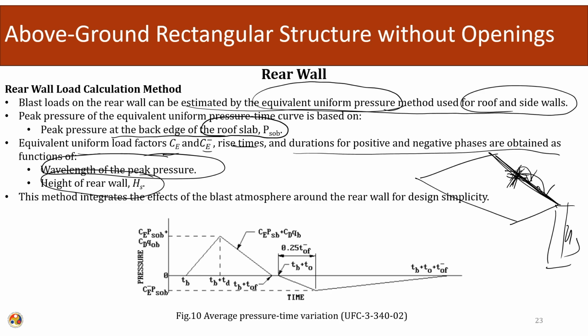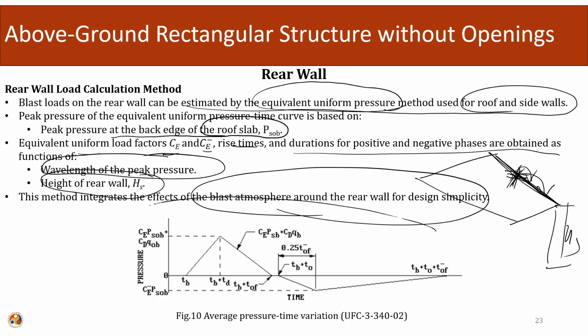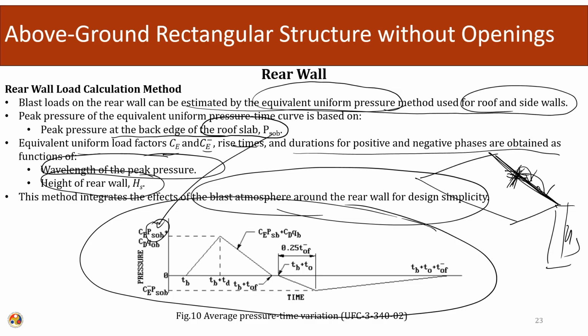So, what this method is doing is integrating the effect of the blast atmosphere around the rear wall for design simplicity. This is the equivalent curve used for the design of the rear wall, and it has the same treatment as the roof and the side walls. Incident pressure is there. This peak pressure is the pressure occurring at the back end of the roof, and these are the pressures due to the drag. This treatment is given in UFC 3-340.